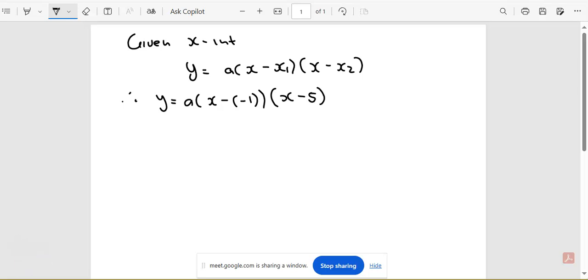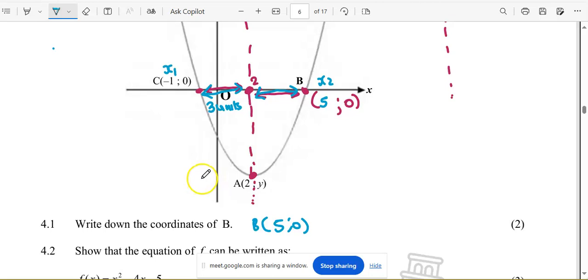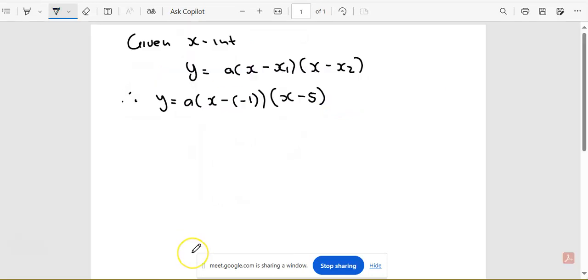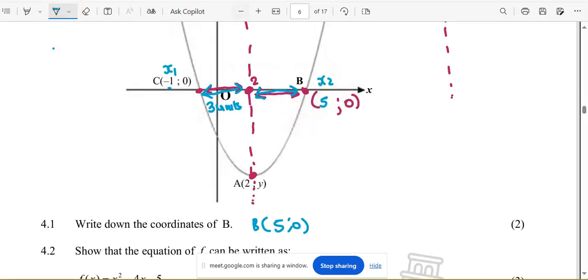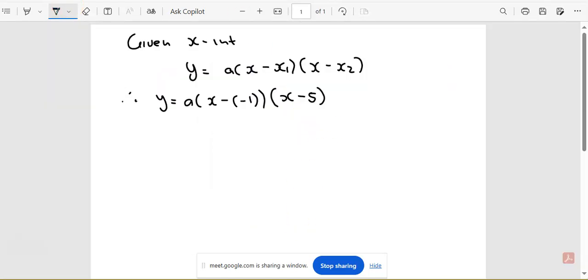Are you all with me on that, guys? So basically what I did, I just take my x1. You take your x-intercept. Remember, C and B are your x-intercept. So you take the x-coordinate here, which is minus 1. You're going to say minus, inside the bracket you put minus 1. Then on the other side minus x2, which is 5. Then it will be x minus 5.